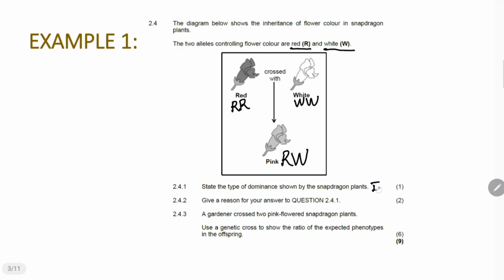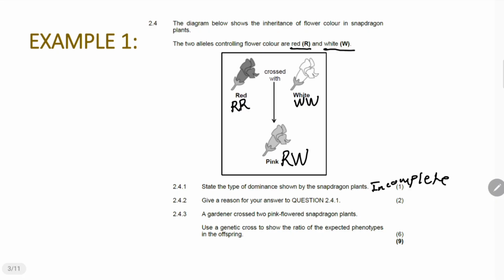As we've already said, this is incomplete dominance. And the reason we're saying it is incomplete again, two different phenotypes are crossed and they produce a third and a different phenotype. 2.4.2, I guess that is the answer that I just gave. It is simply because when the red flower is crossed with the white flower, neither of the alleles for red flower or white flower is dominant over the other, and as such, they produce an intermediate third phenotype.